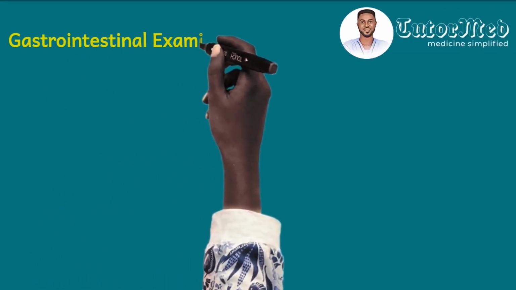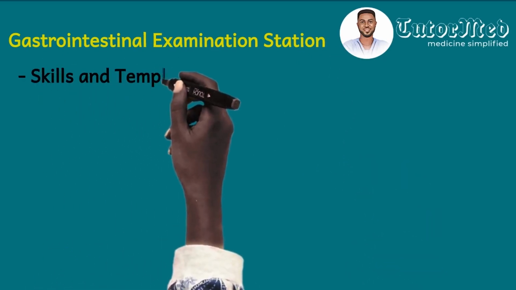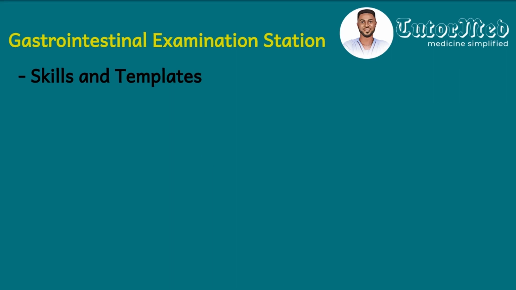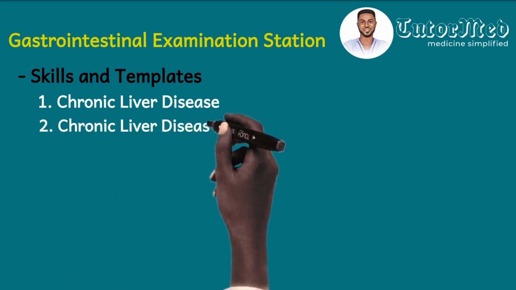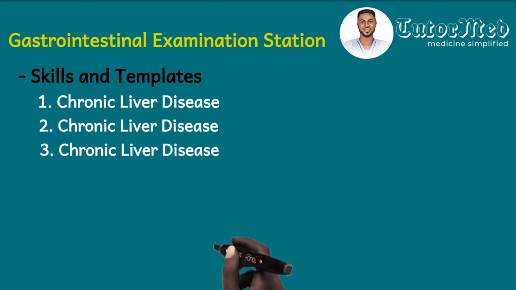Alright folks, and so the next station is the gastrointestinal examination station. Skills, templates. Practice these two. And then for the relevant cases to note for this examination station, number 1 is chronic liver disease. It's a must know. Number 2 is still chronic liver disease. Number 3, chronic liver disease.